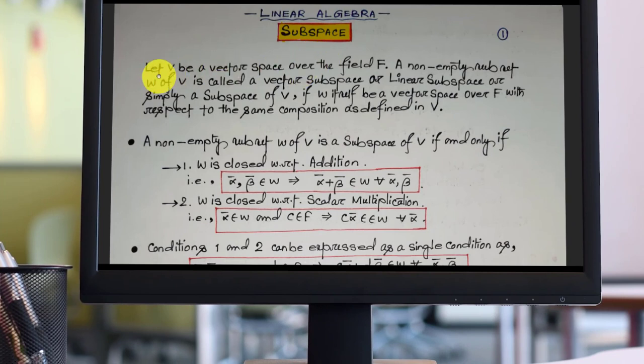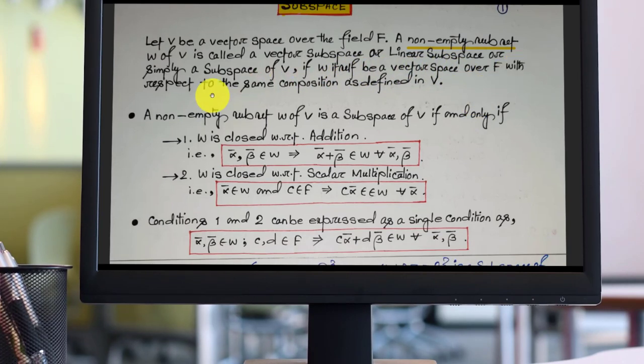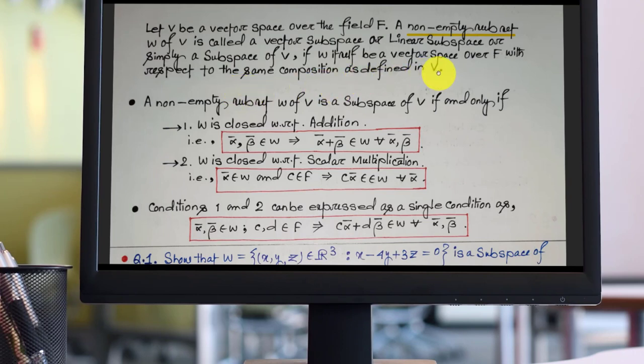So what is a subspace? Let capital V be a vector space over the field capital F. A non-empty subset, this is a very important line, a non-empty subset W of V, where W is a subset of the vector space V, is called a vector space, or a linear subspace, or simply a subspace of V, if W itself is a vector space over F with respect to the same composition as defined in V.